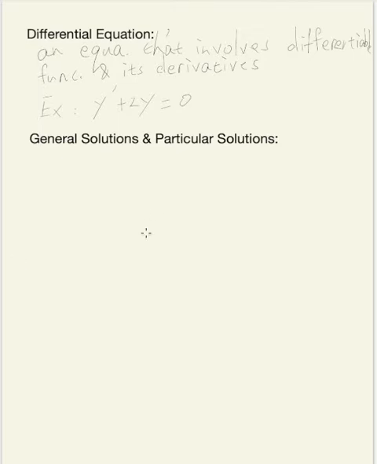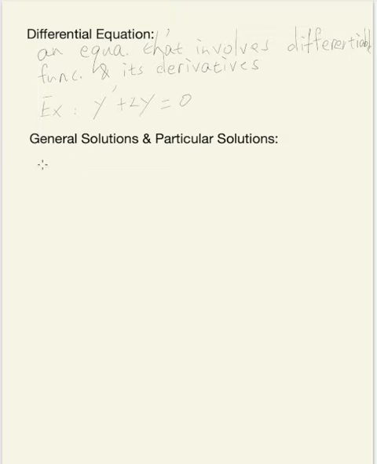Now look at this example we have: y prime plus 2y equals 0. If you want to solve it, what you will end up with is what we call a general solution. Now, what is a general solution? Typically, a general solution involves one or more arbitrary constants, like c. Usually, we use c to denote an arbitrary constant. If you end up with more, we sometimes use d and e.